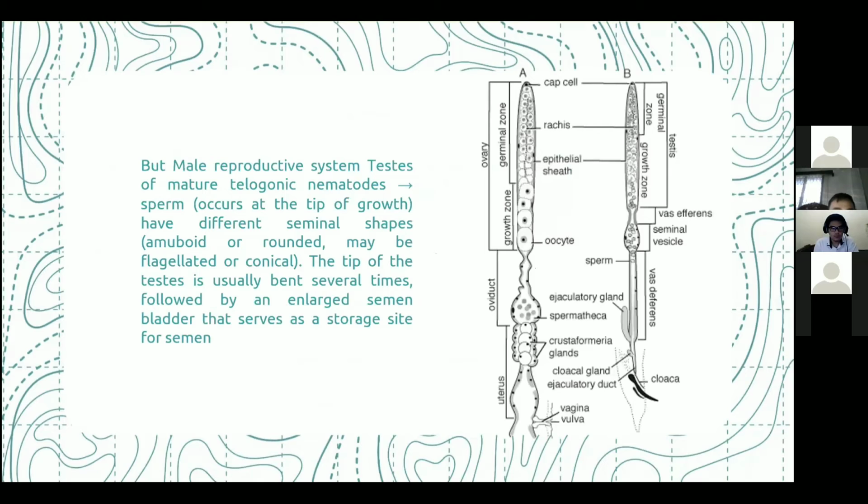The male reproductive system consists of mature telegonic sperm at the tip of growth, of different seminal shapes, ovoid or rounded. The tip of the testis is usually bent several times, followed by the surface as a storage sac.